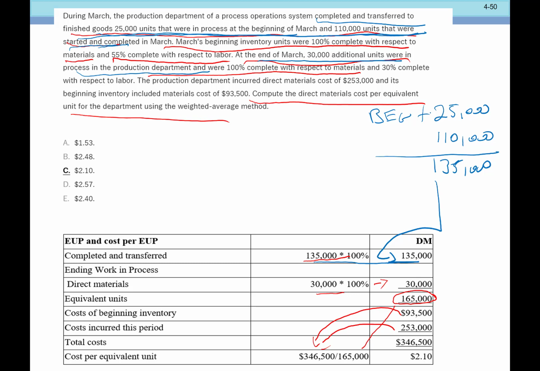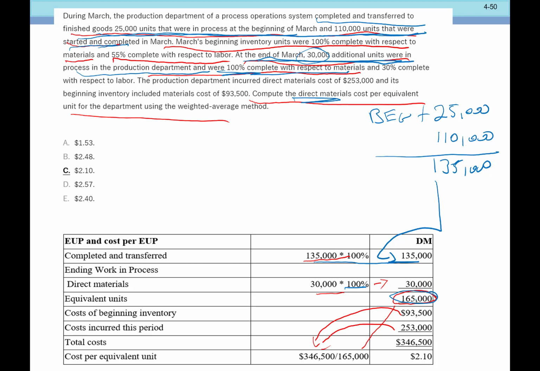And then we have 30,000 units sitting there. That's why it won't work the other way, because they say an additional 30,000 units. So you take the additional 30,000 units and they tell us those were 100% done with respect to materials. Since we're doing materials here, we come up with the equivalent units by taking the 100% done times the 30,000, adding those to the 135, and that's 165 equivalent units.